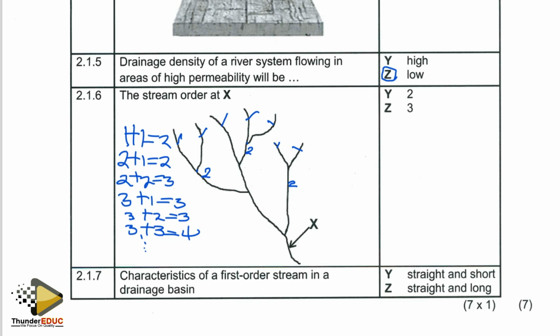Let's go back to this confluence here. This is number two plus number one. The order does not change. It's still number two. Then we have number two plus number two in this instance. We are moving on to the next order, which means after this confluence, we have stream order number three. Stream number three plus number two, the order does not change. It remains three after this confluence. So the correct response here is Z. That is the correct order for that particular point X in that drainage basin.